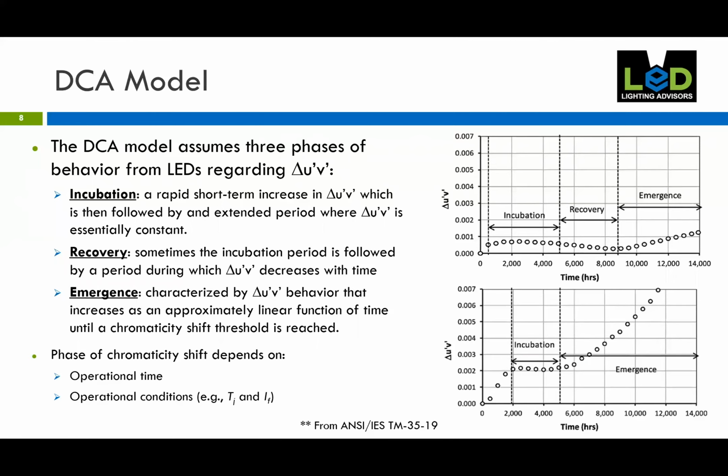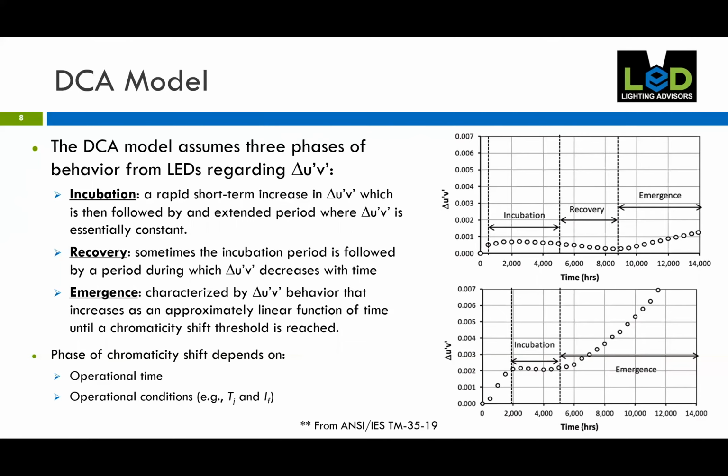The first phase is the incubation, which is signified by a rapid short-term increase in delta u'v', followed by an extended period where it is essentially constant. Then the second phase is a recovery phase. Sometimes the incubation period is followed by a decrease in delta u'v' for a portion of time. And then the third and final phase is emergence. This is often considered the terminal chromaticity shift mechanism that occurs during emergence.